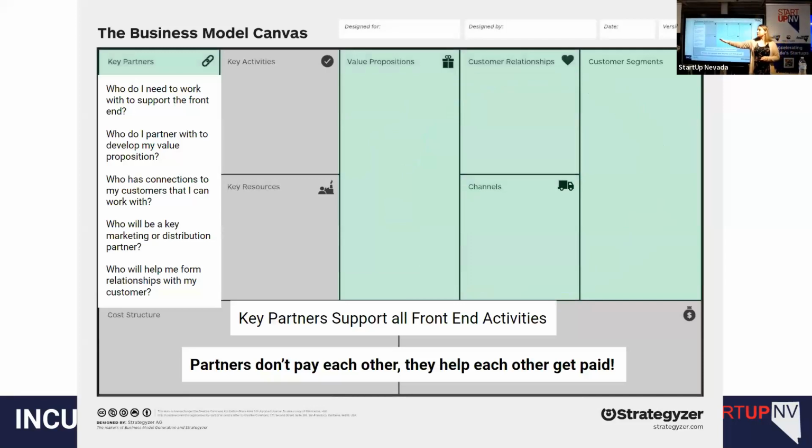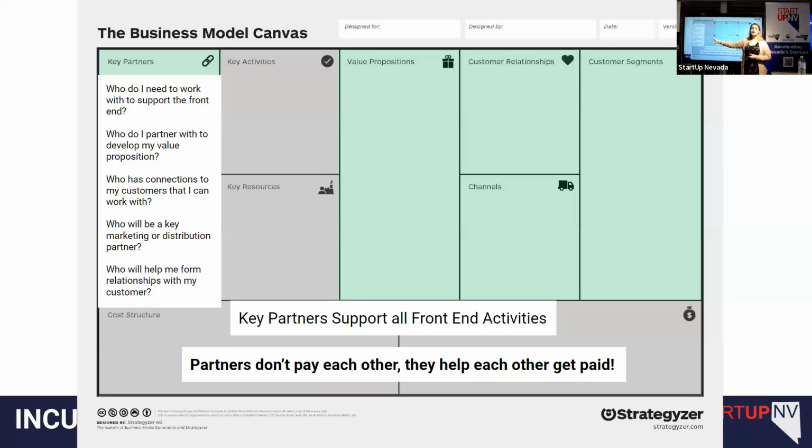All right, so partners. My favorite definition of partners is: partners don't pay each other, they help each other get paid. We are in this for a common reason. We both want to create something. And in this case, for the purposes of the canvas, everyone that you partner with as a key partner should help you either build your value proposition or establish a relationship to your customers. And it's a common interest with this key partner to build that or to reach that customer.